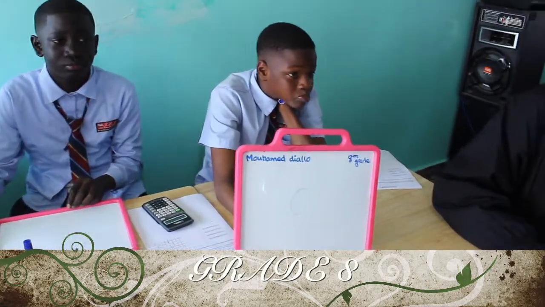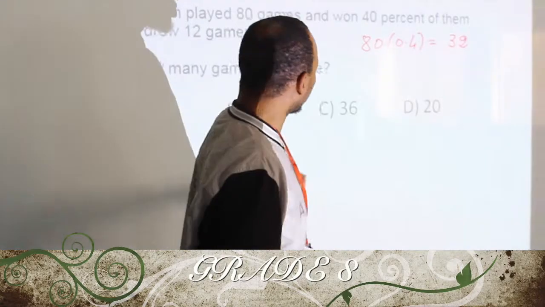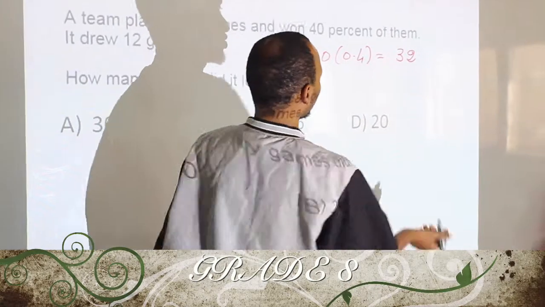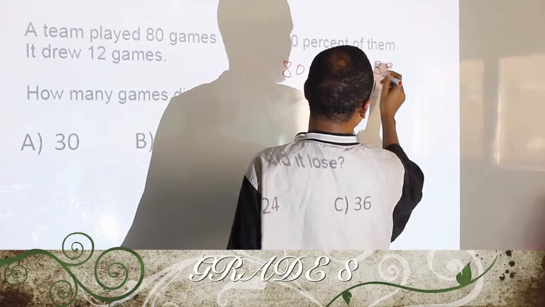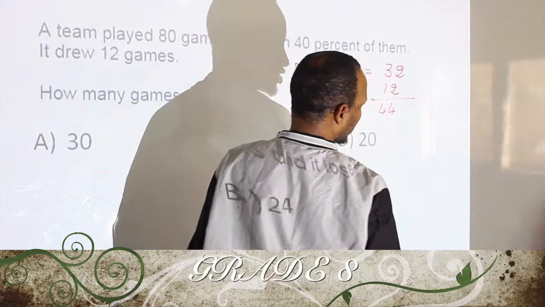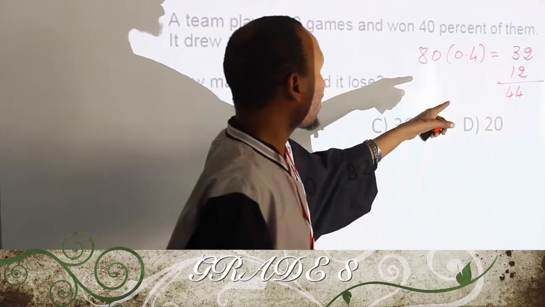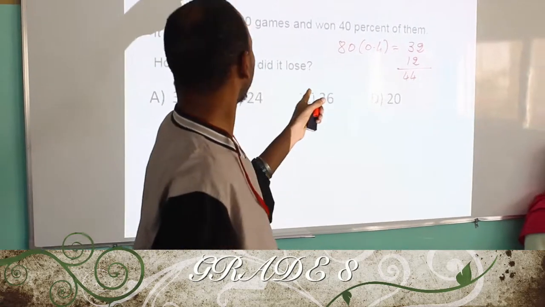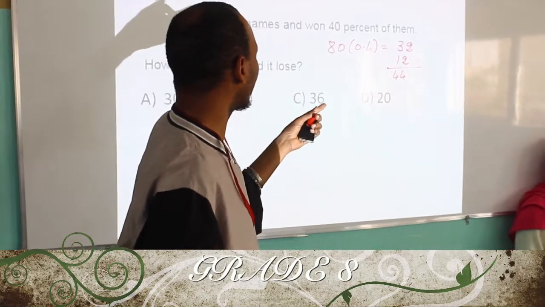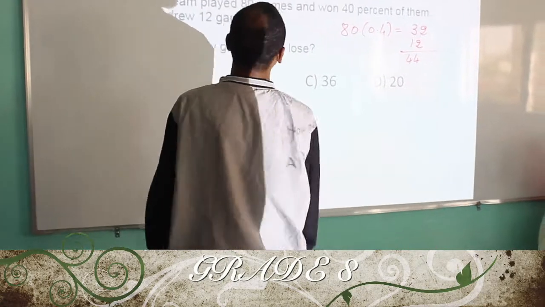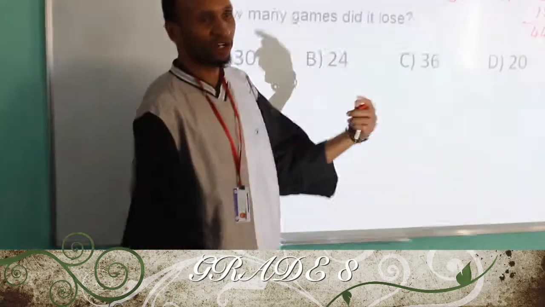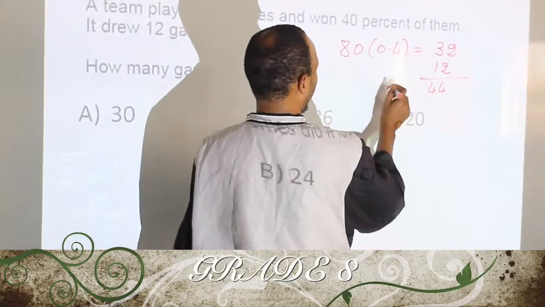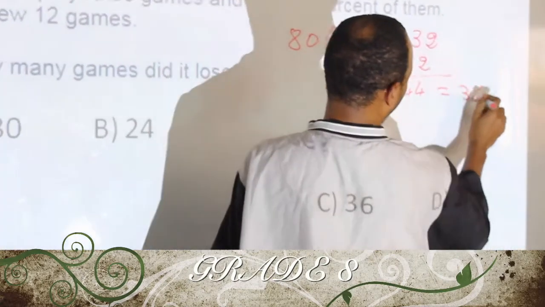Mohammed Jallo, yes. The total that you lose then is 80 minus this and then minus 3. So here, you add 12 to this, you get 44. So there are 44 games in which they did not win. So how many games did they lose out of the 80? 80 minus 44. You get?